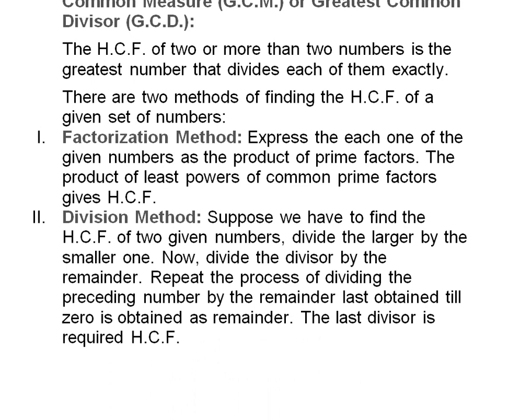Factorization method: express each one of the given numbers as the product of prime numbers. The product of least powers of common prime factors gives HCF. Second is division method. Suppose we have to find the HCF of two given numbers. So divide the larger number by the smaller one. Now divide the divisor by the remainder and repeat the process till you obtain a 0. The last divisor is the required HCF.